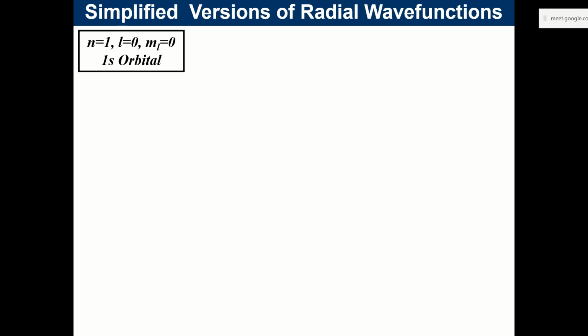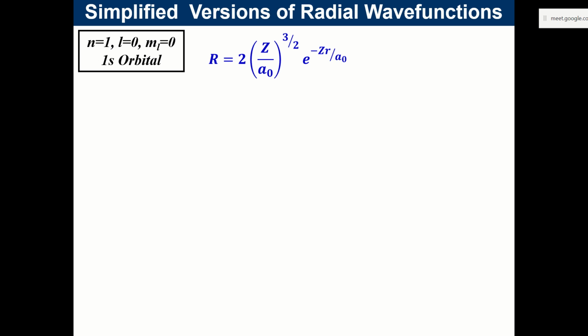Okay, so since the last three classes we have been discussing the atomic structure, and particularly now in the last class we have discussed the radial wave function. We had further seen the basic features which are there in the radial wave function, and the simplified versions were something like this.